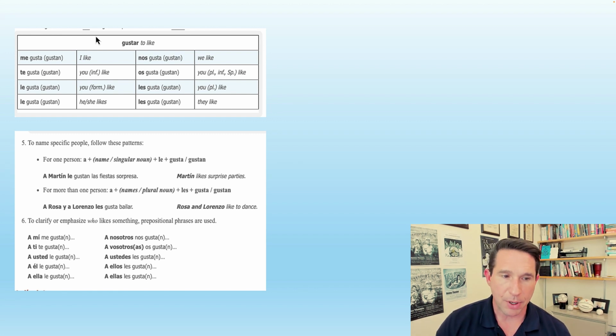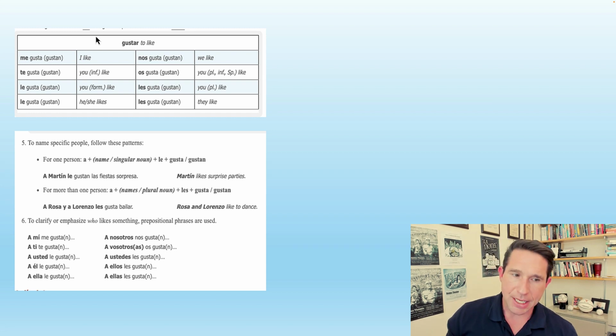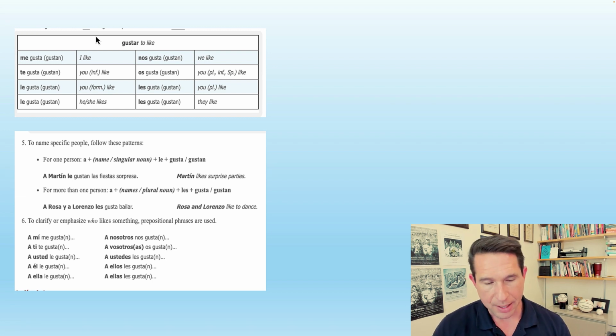For more than one person, a plus the names les gusta, right? So we need it for everyone. A Rosa y a Lorenzo les gusta bailar. Dancing is pleasing to both Rosa and Lorenzo, right? So with le and les, we may need it because we don't know who the le and les could be referring to, because it could be él, ella, usted, ellos, ellas, ustedes, right?